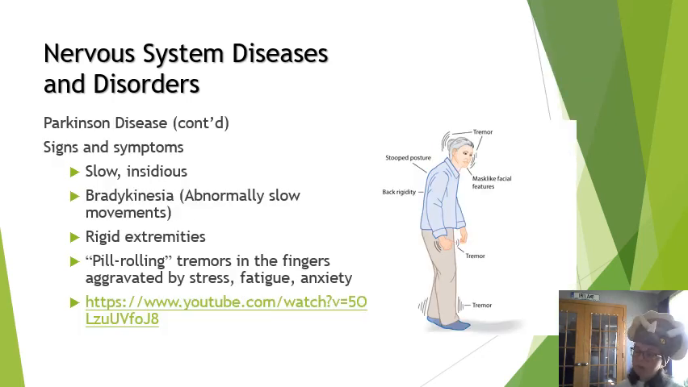Signs and symptoms of Parkinson's disease would be slow, insidious movements. Bradykinesia is a term used to describe the abnormally slow movements. The extremities lose their fluid motion and become more rigid. You'll see tremors of someone suffering from this disease, known as pill rolling, of their hands. Many patients become aggravated easily by stress, fatigue, anxiety. Deep depressions have been known to set in.